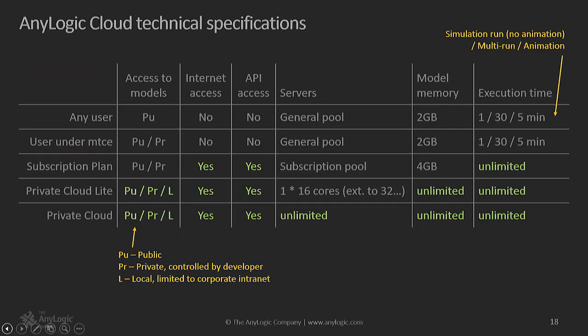Okay, and these are some specs. Basically, what you get depending on what option you choose. So we went through subscription, and the difference between private cloud light and private cloud is only in the number of servers that are used by the cloud.